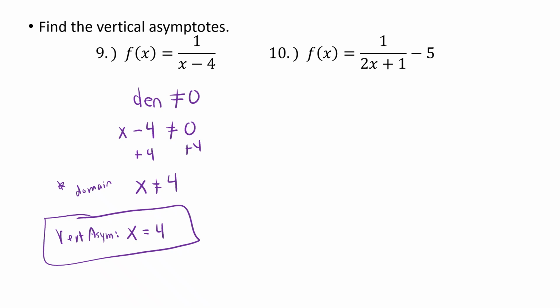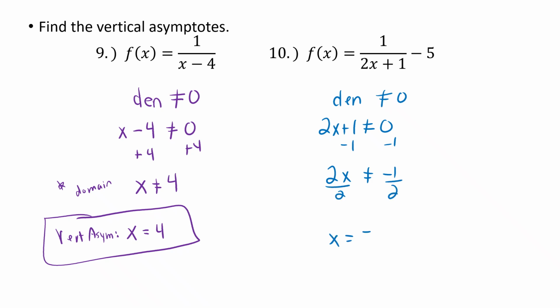Over here, we'll say the denominator cannot be equal to 0. So in this case, 2x plus 1 does not equal 0. Go ahead and solve that. So we subtract 1 from both sides. So 2x cannot be equal to negative 1. Divide both sides by 2. X cannot be equal to negative 1/2.